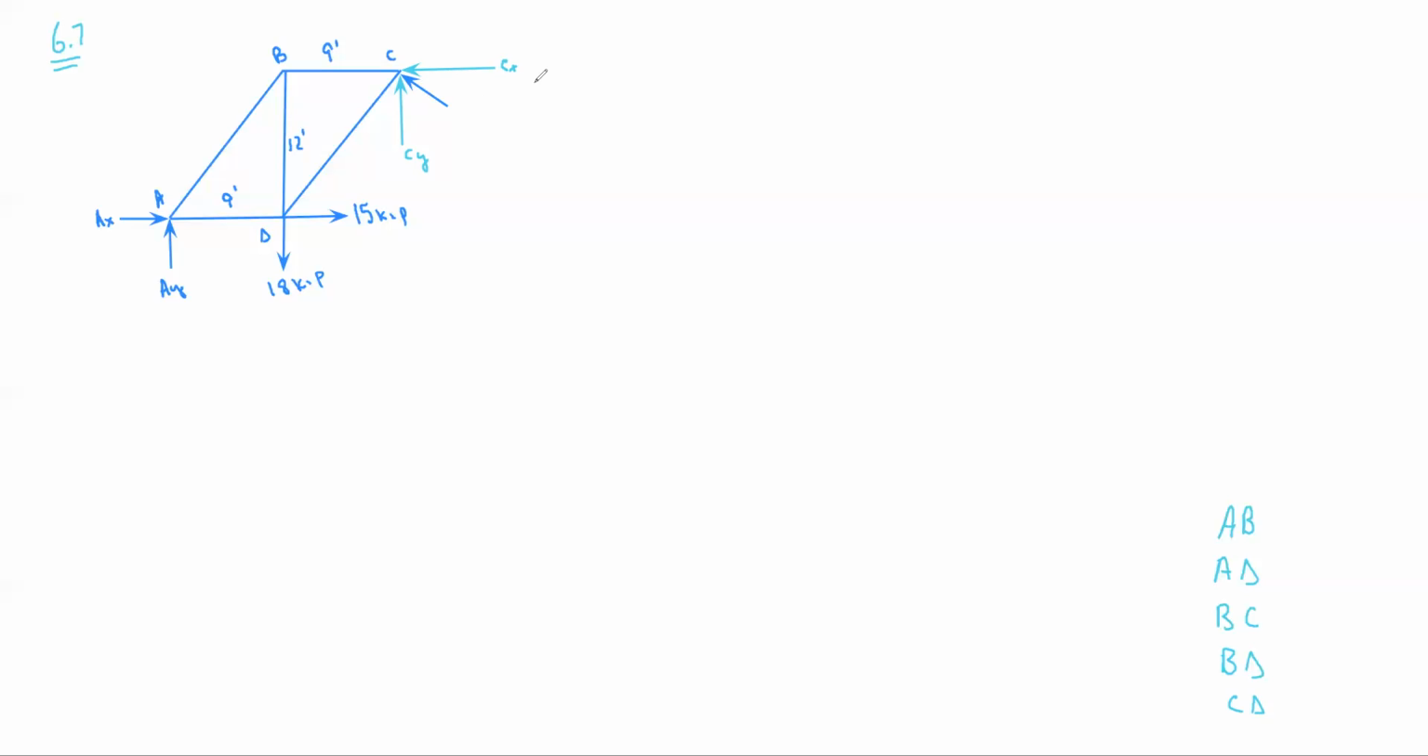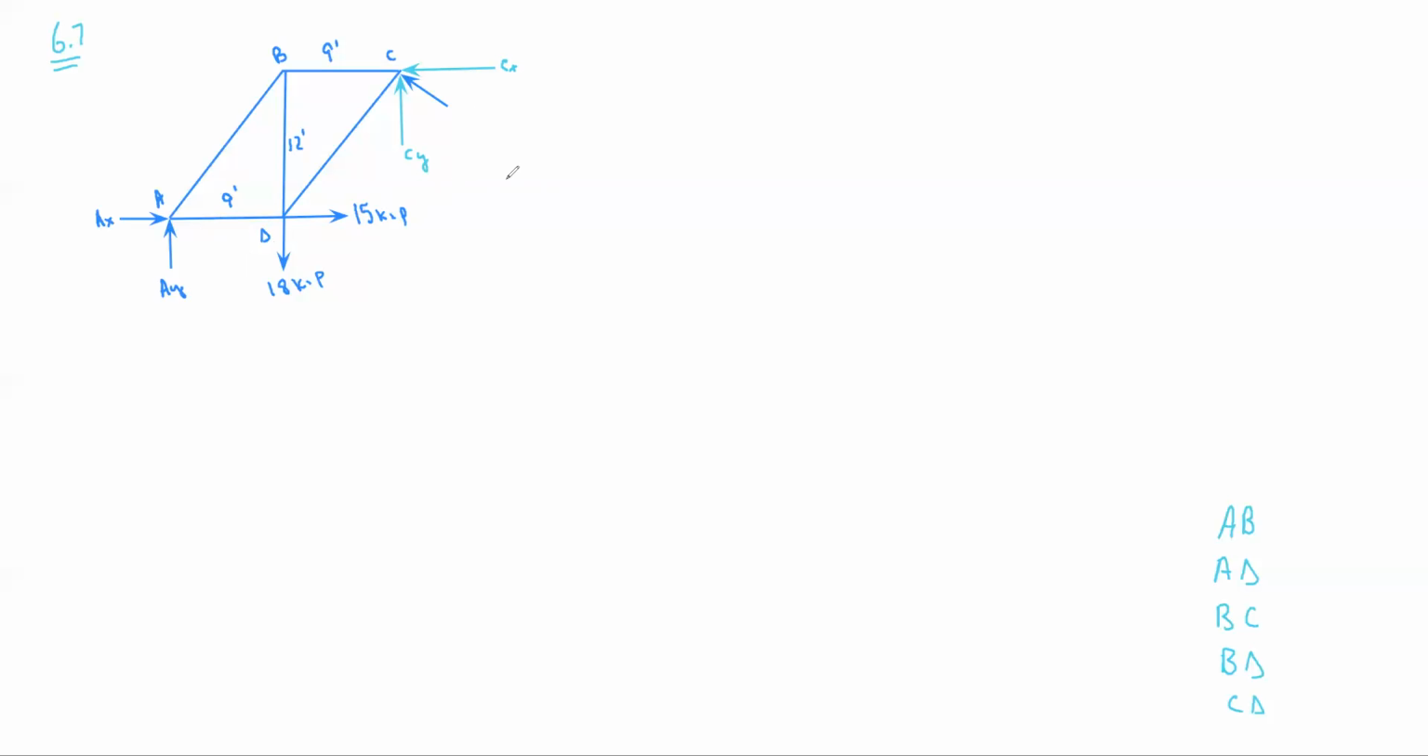So for example, I'm going to start by taking a moment about point A. I have too many unknowns to do the summation of the forces in the X direction. That would leave me with CX and AX. I've got too many unknowns to do the Y direction because I've got 2 in the Y, AY and CY.